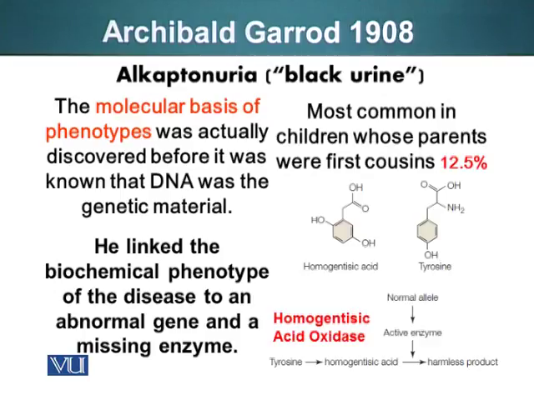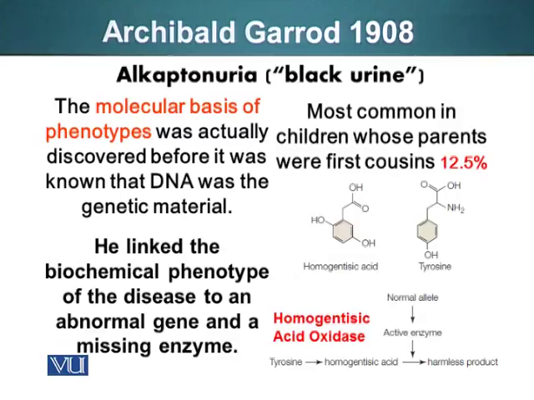In metabolism, tyrosine is converted into homogentisic acid, which is then converted into a harmless product. So this enzyme basically neutralizes homogentisic acid. Low levels of homogentisic acid can be tolerated, but if this enzyme, homogentisic acid oxidase, is missing or non-functional, homogentisic acid will accumulate and it will cause damage.